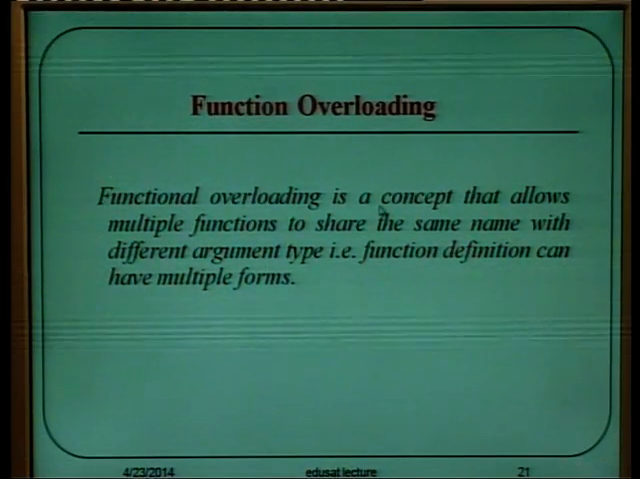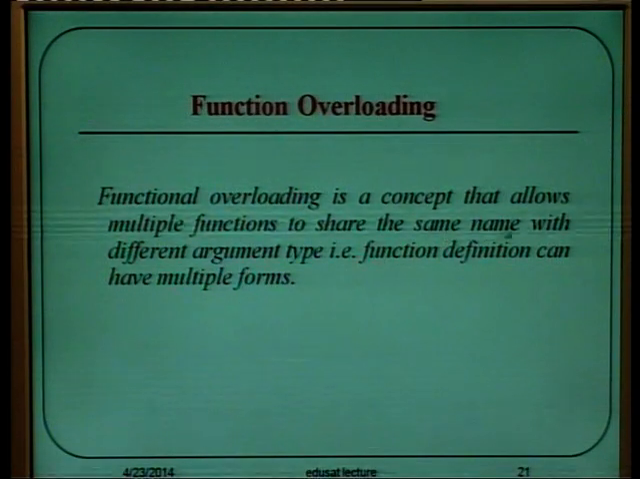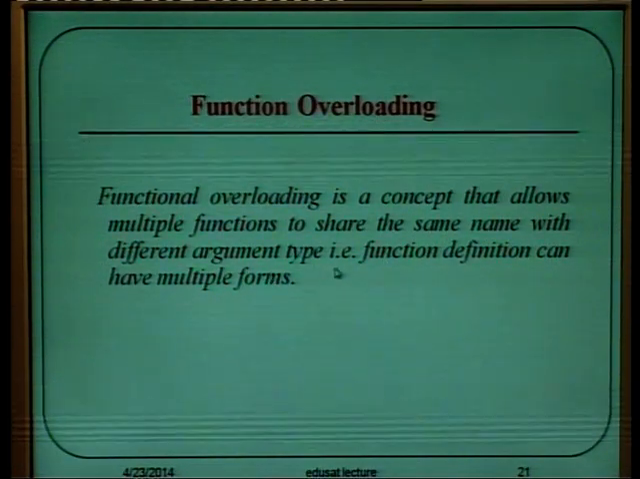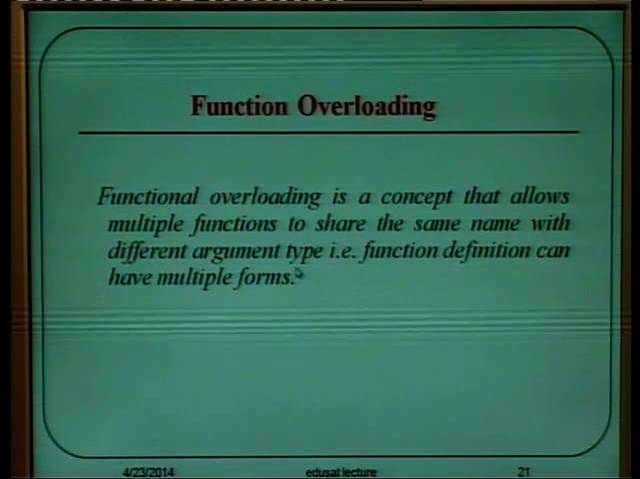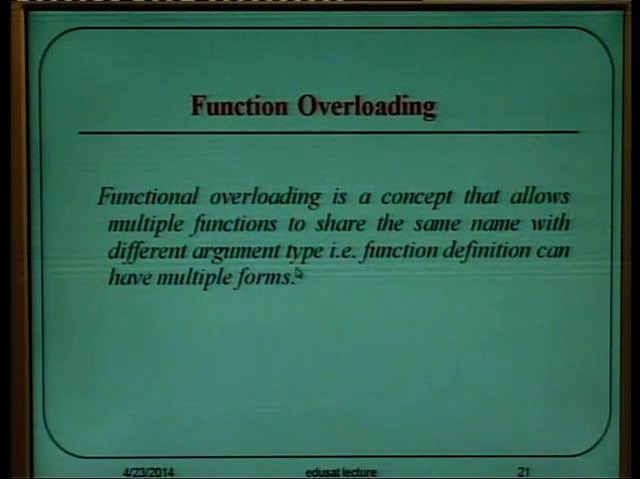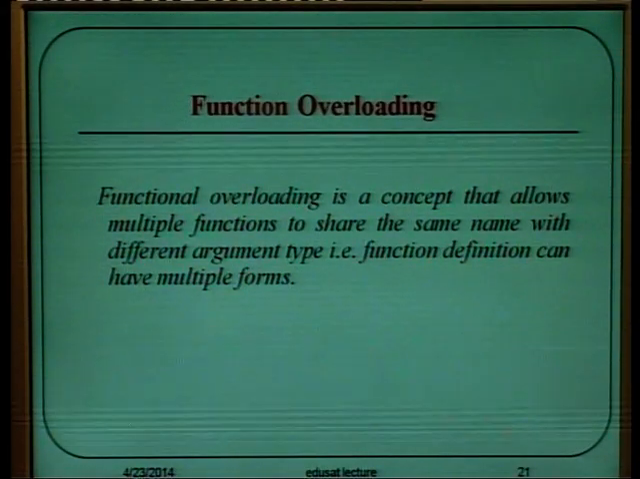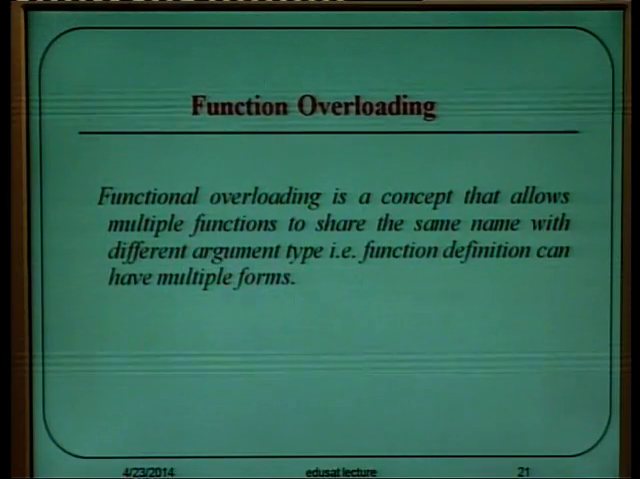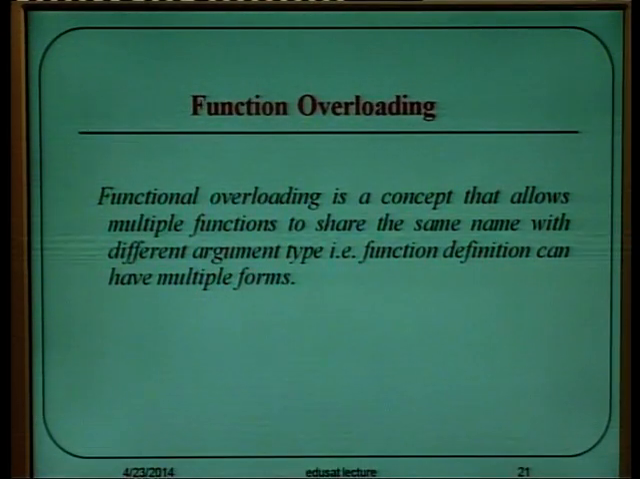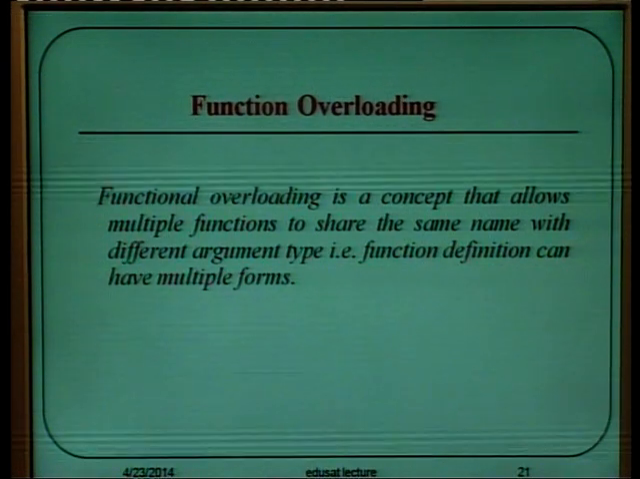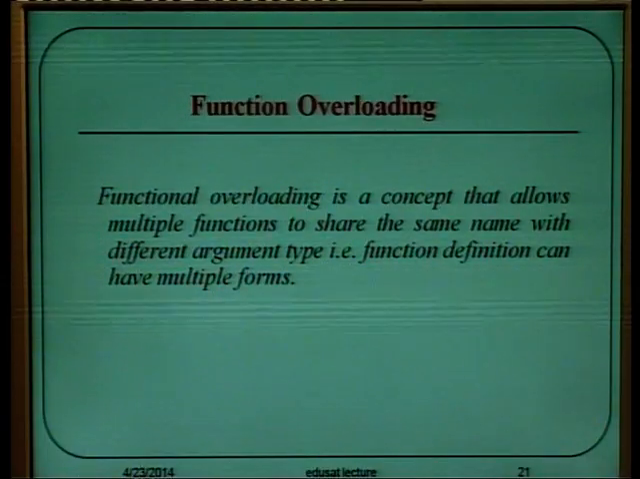Function overloading is a concept that allows multiple functions to share the same name with different argument types. That is, a function definition can have multiple forms. That means we have a number of functions whose name is the same, but their return values and arguments should differ. Their name is the same, but they perform different tasks with different arguments and different return values.